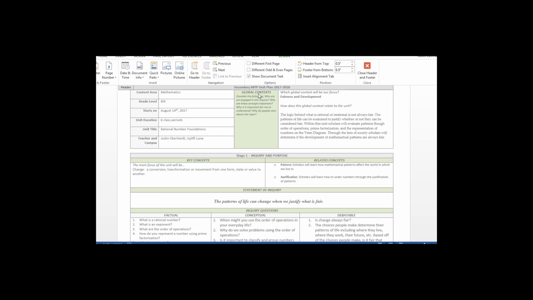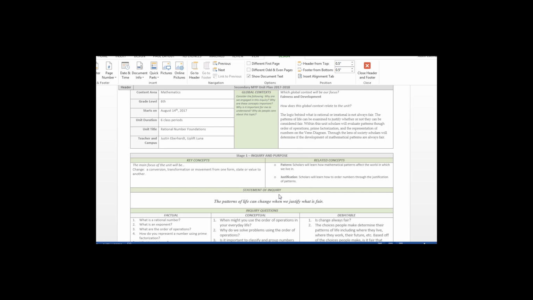Our global context for Unit 1 is fairness and development. We want scholars to be able to analyze whether or not things that occur in society are always fair. Logically, rational and irrational numbers may not always have fair outcomes. Through pattern investigations, these outcomes are often justified, and scholars will make their own real-world connections through analyzing if patterns that people choose are the key factors of homelessness. The reason I mention homelessness is because that will be what our GRASP project will be over.